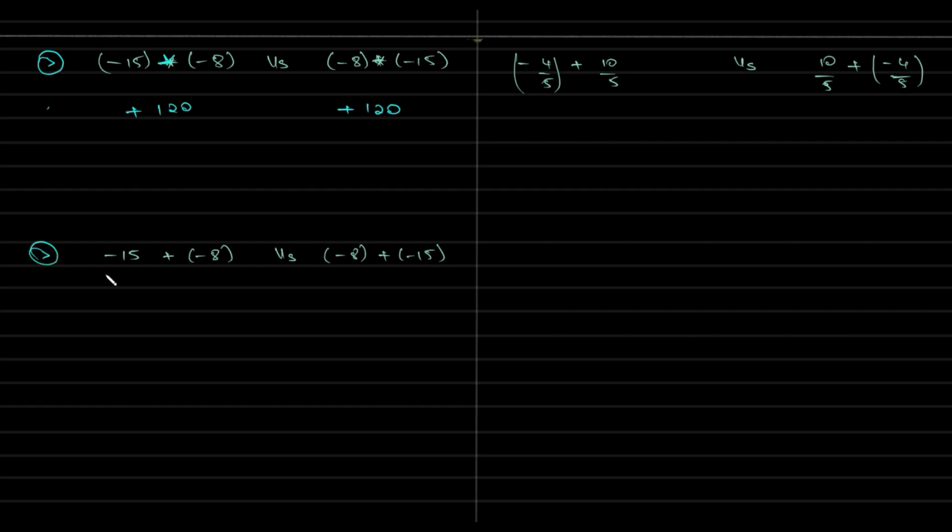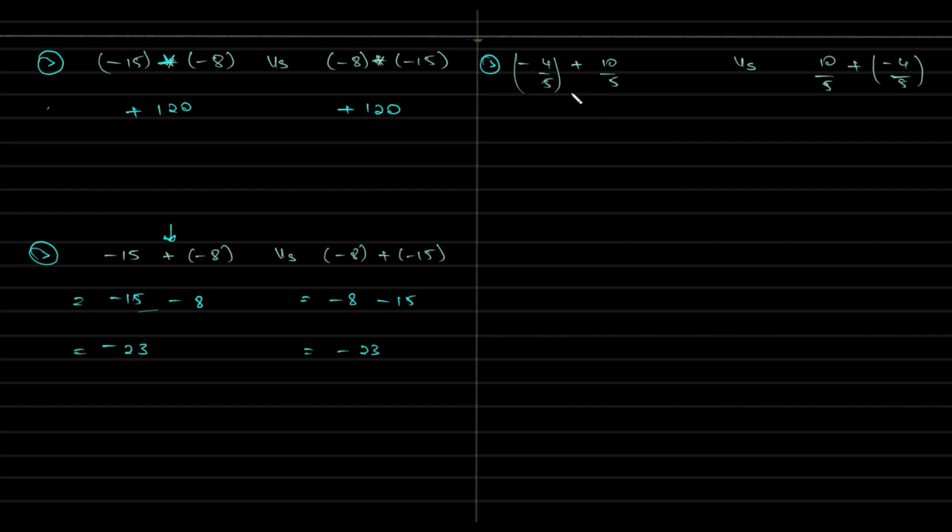The next one, negative 15, operation is addition, negative 8. So we know that positive of negative is negative. So this is an addition operation. So here the answer is negative 23. So here too we have negative 8 plus negative 15, and here too the answer is negative 23. Same answer, right? So the next one is again two fractions.